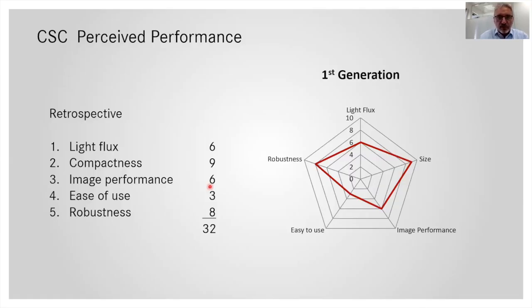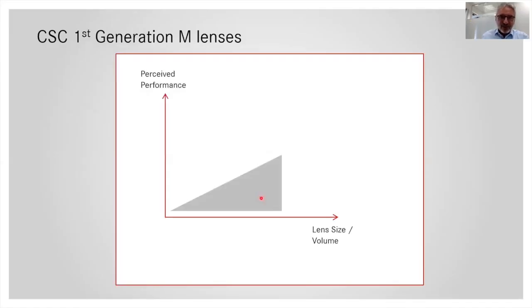So this means you can use it wide open, but mostly to get shorter exposure time. If you want to have better performance, you need to stop down. Ease of use from today's perspective was not that good. And robustness is 8, because today you can use these lenses still. And now I would like to introduce a graph I will show later again.